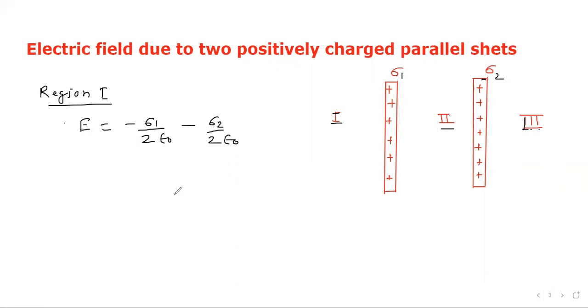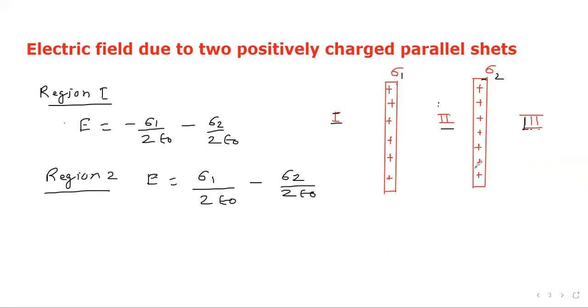Similarly, if we consider region 2, the electric field due to the first plate will be directed rightward, and due to this plate it will be directed leftward. If we consider leftward as negative and rightward as positive, E will be equal to sigma 1 divided by 2 epsilon naught minus sigma 2 divided by 2 epsilon naught. Now consider region 3.